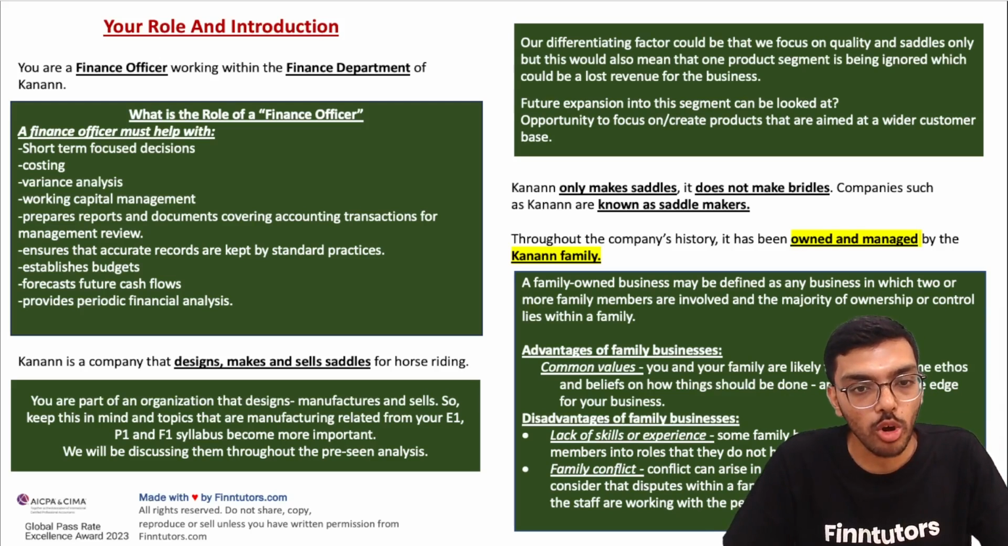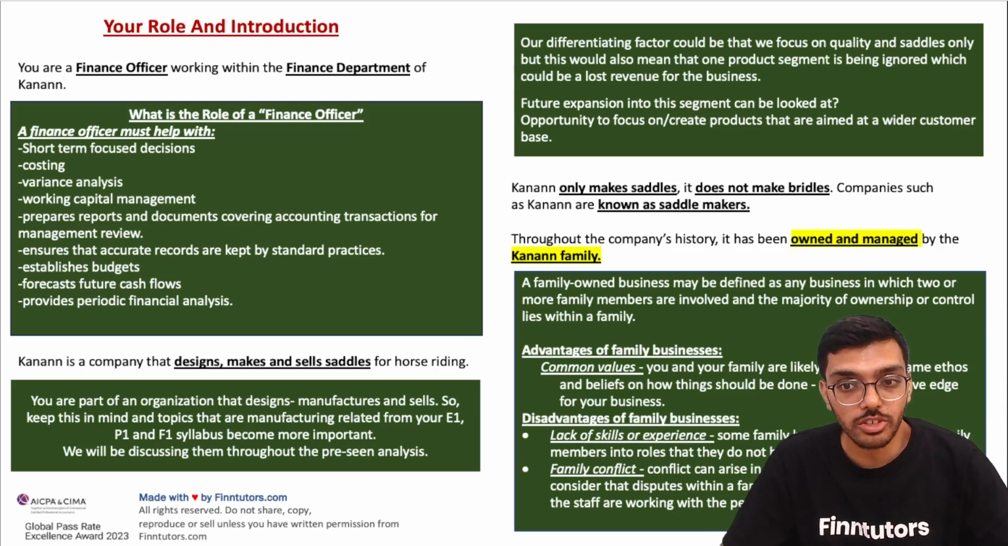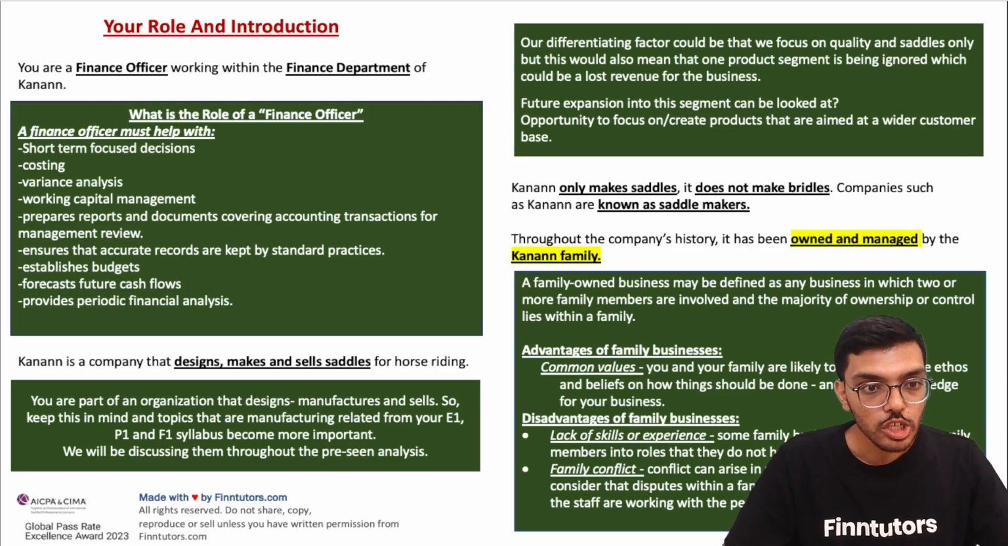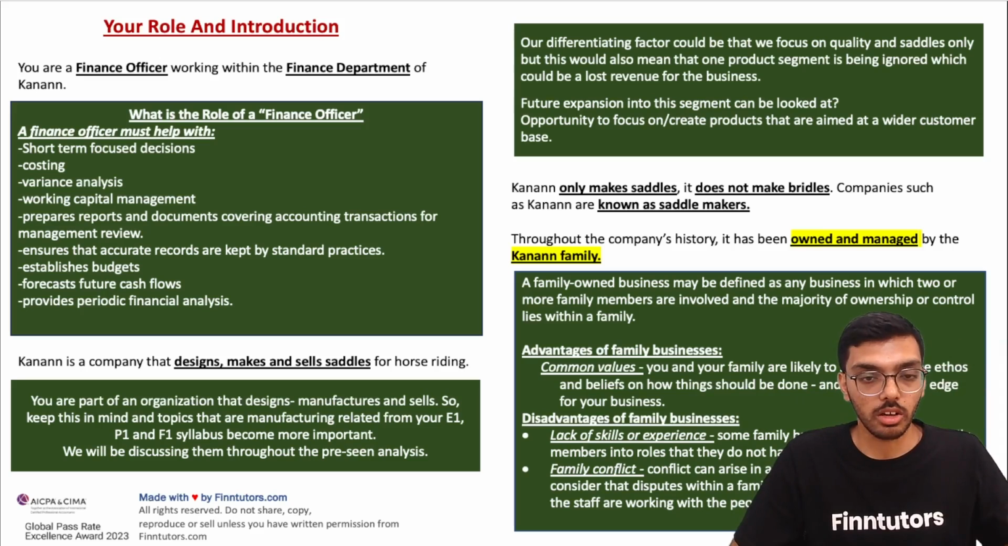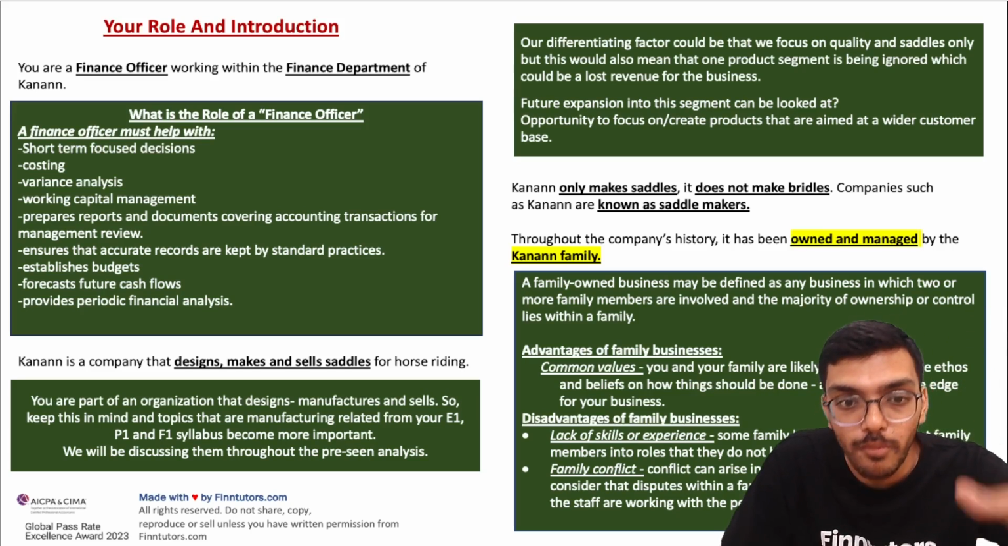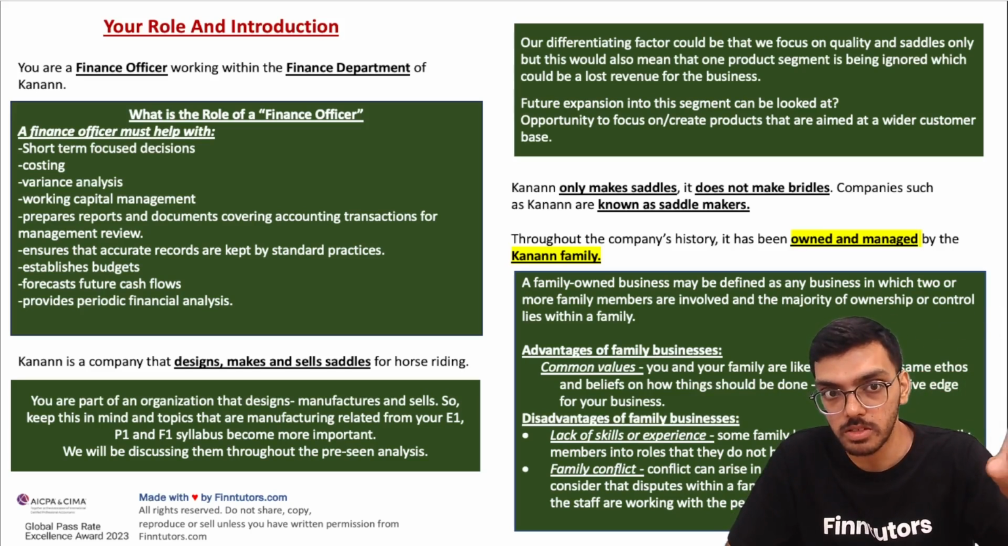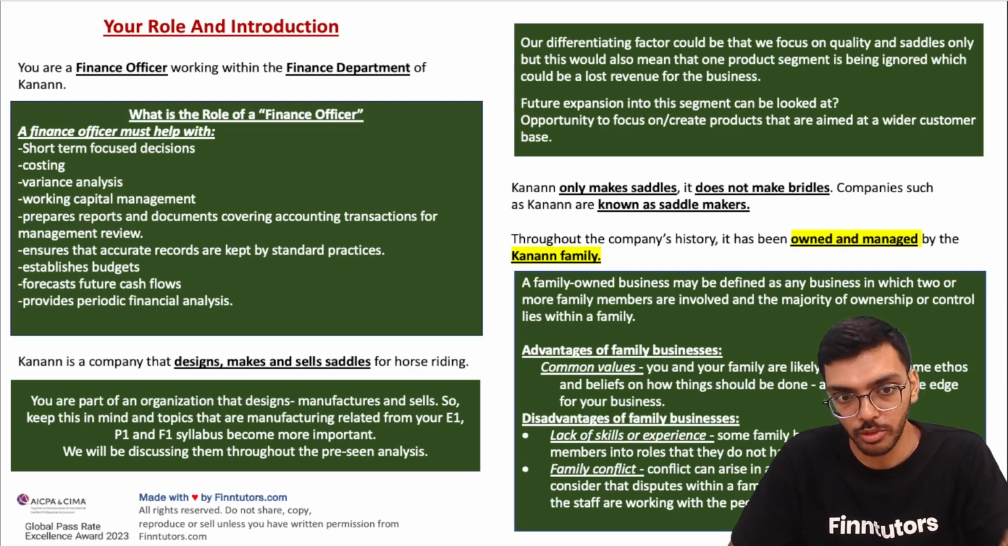So you are part of an organization that designs, manufactures and sells. So keep this in mind. And when you are doing your E1, P1 and F1 revision, you are covering manufacturing related topics, because now you're a manufacturing company. They've told you that.